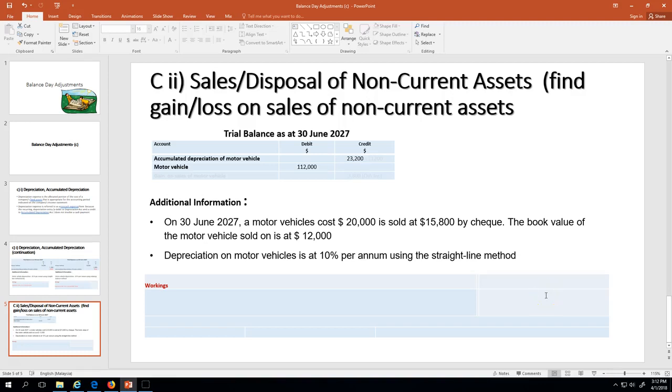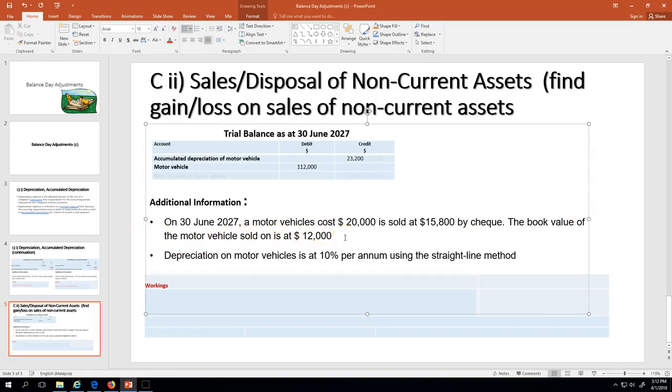Alright, so let's look at this trial balance. We have motor vehicle 112. We have accumulated depreciation 23,200. Okay, additional information. On 30th June, a motor vehicle costing 20,000 is sold for 15,008 by check. The book value of the motor vehicle sold is 12,000.